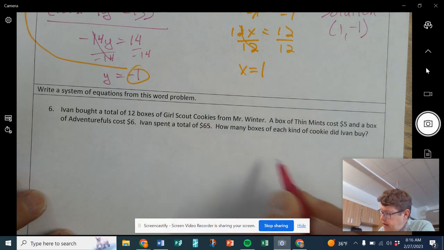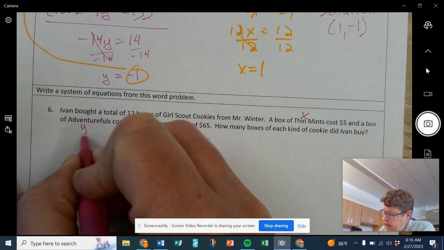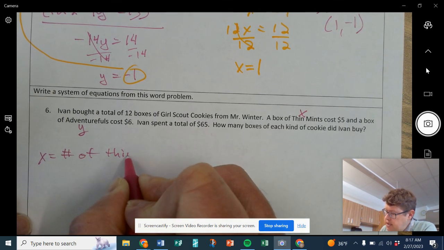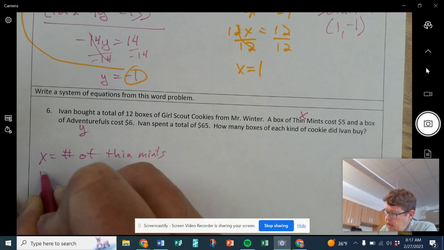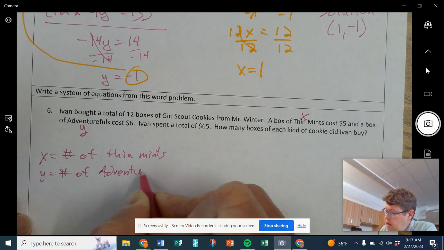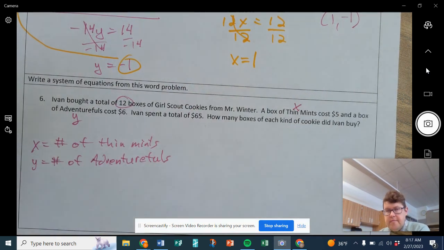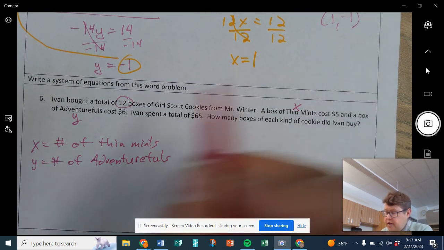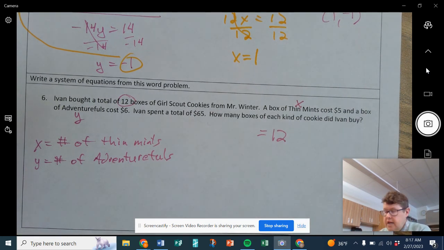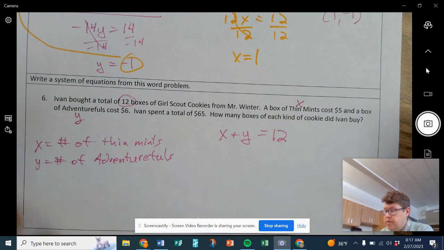I'm going to say that X is the number of Thin Mints, and Y is the number of Adventurables. So X is the number of boxes of Thin Mints, and Y is the number of boxes of Adventurables, not individual cookies. We know that he bought a total of 12. If my first equation is dealing with just the number, it equals 12. X is the number and Y is the number of each of those, so I can just put them together like that.